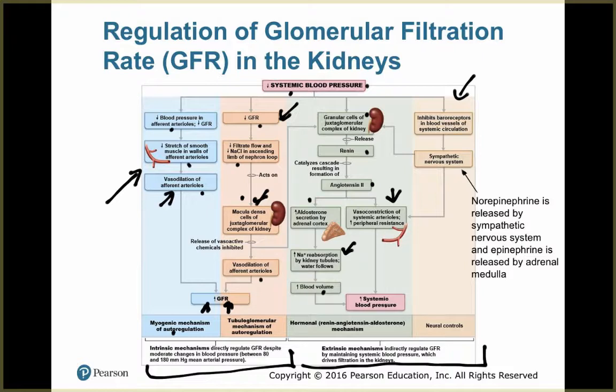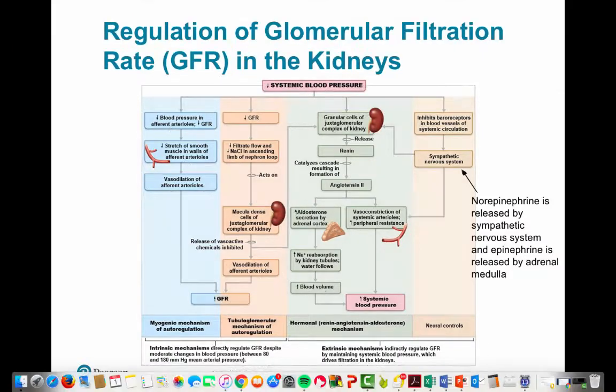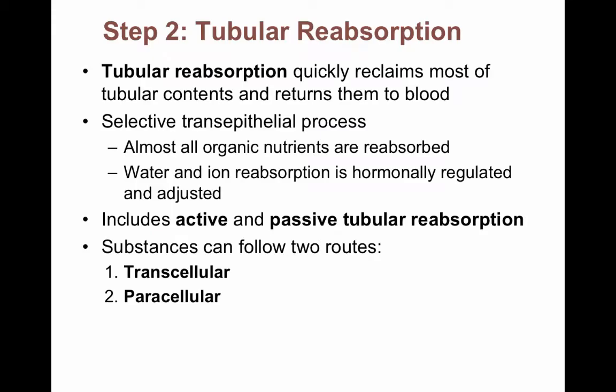And in the neural control, when the blood pressure reduces, you have these pressure receptors called baroreceptors that are inhibited in the blood vessels of the systemic circulation, so that turns on the sympathetic nervous system. So basically norepinephrine is released by the sympathetic nervous system, and epinephrine is released by the adrenal medulla, and that causes vasoconstriction and an increase in systemic blood pressure. So that's how filtration is regulated.